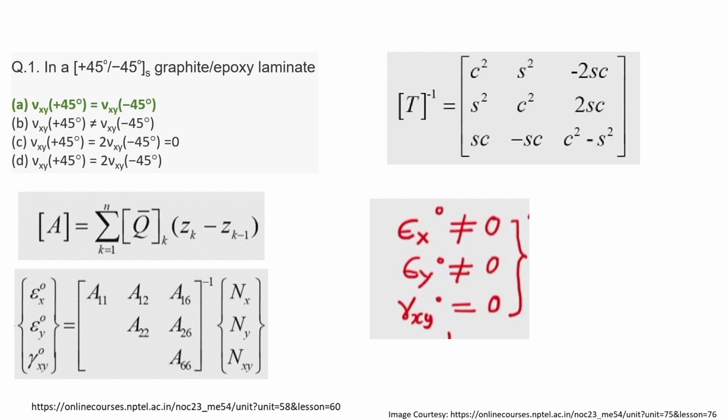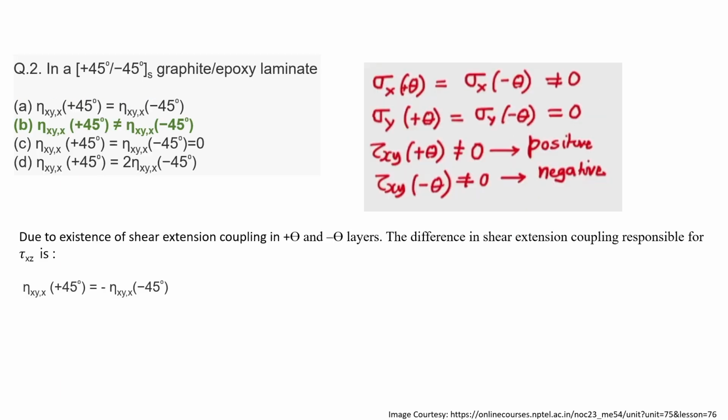So the answer for this will be option A, as mu is the Poisson ratio. Poisson ratio depends on the transverse and the longitudinal stresses. So even though the positioning of the fibers will be opposite, the values of the transverse by longitudinal load will be the same. That's why the mu value for both plus and minus will be equal.